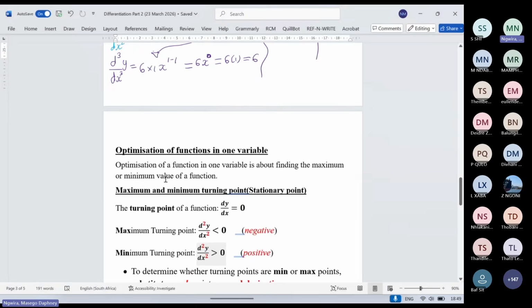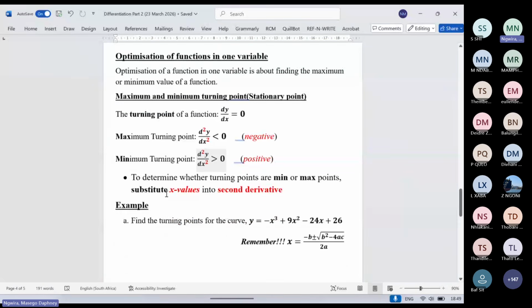All right. Now let's go to optimization of functions in one variable so that we can see what we're doing here. So optimization of a function in one variable is about finding the maximum or minimum value of a function.